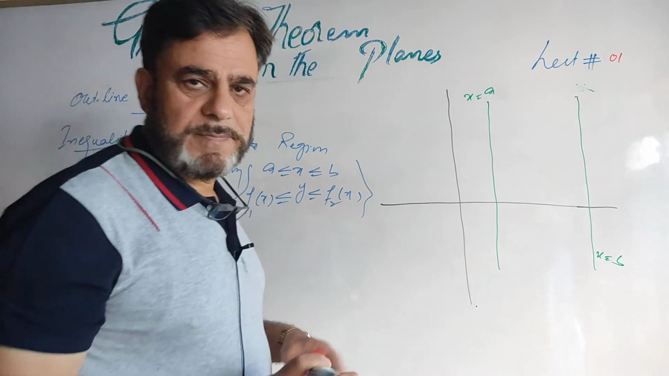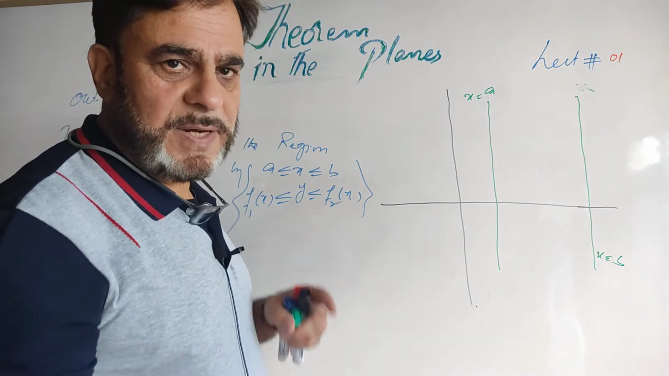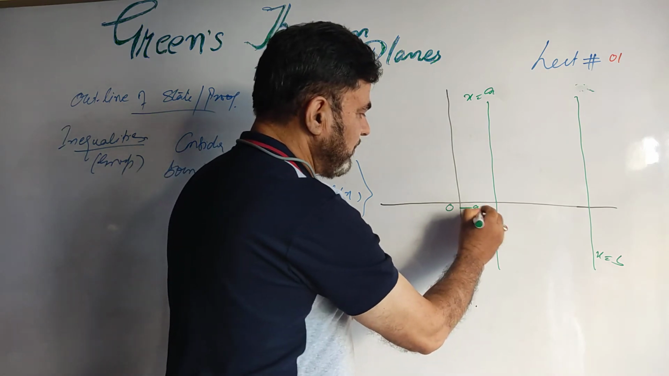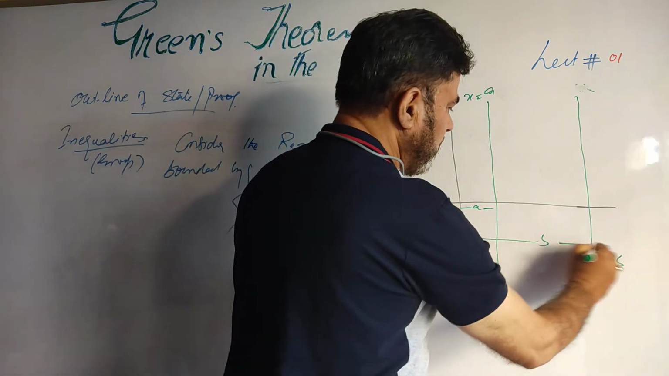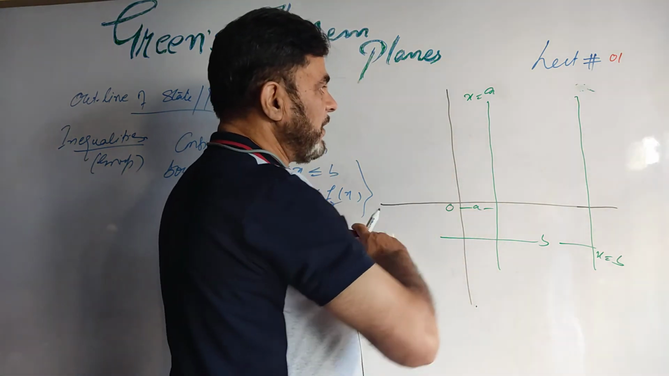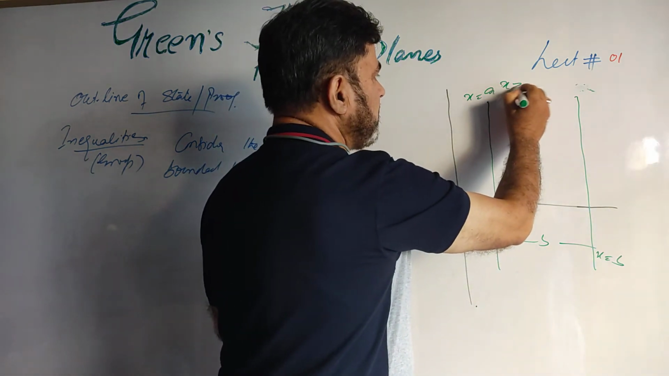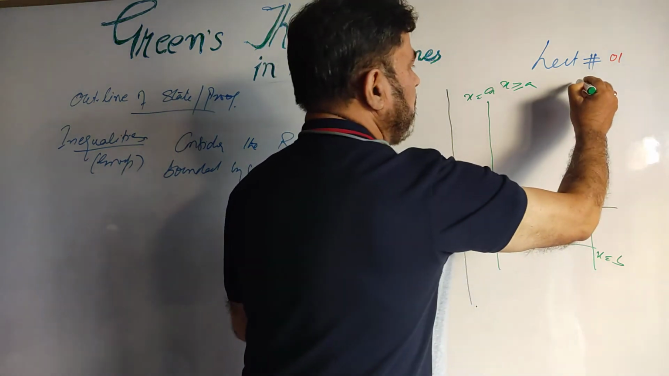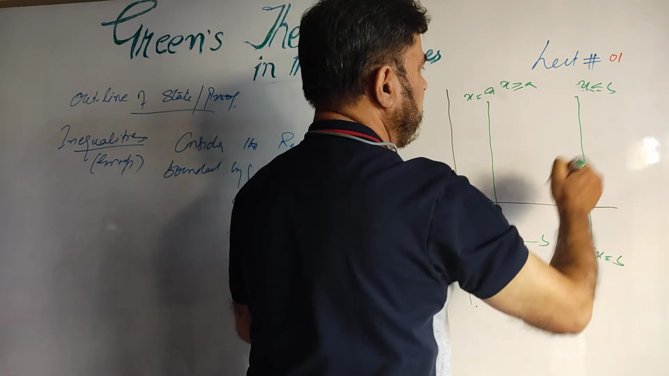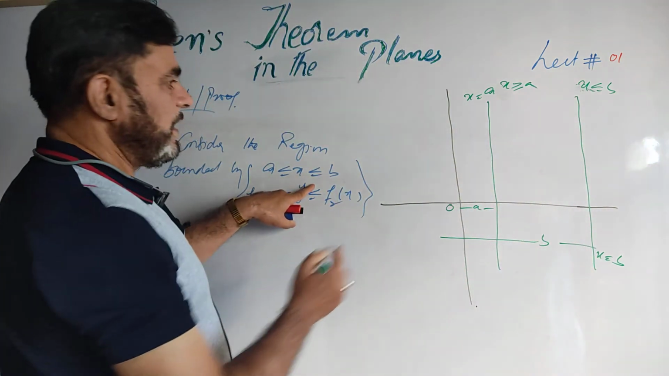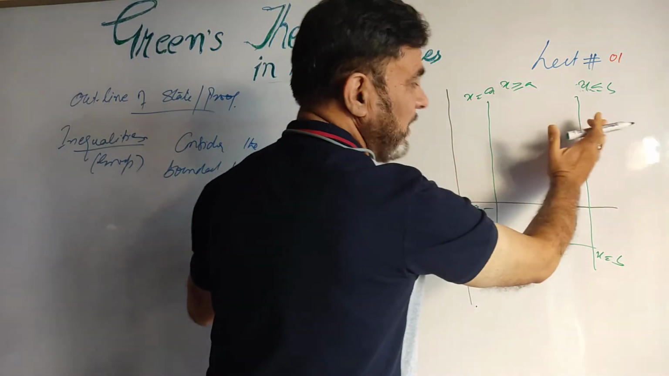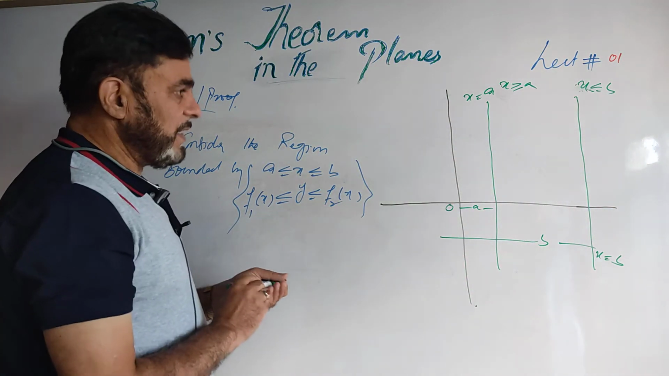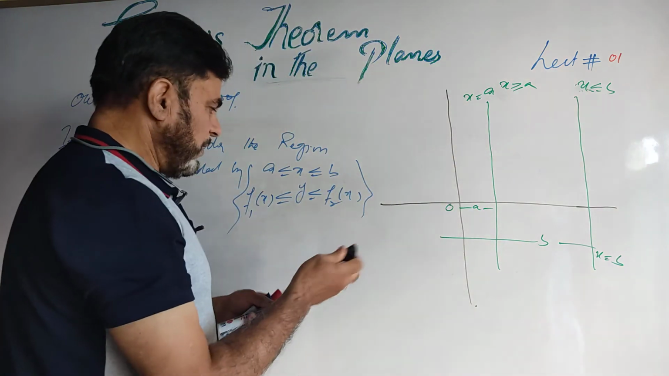You know, when you draw the graph of x equal to alpha, it is a line parallel to the y-axis at a distance a from the origin. This is a from the origin, and this is b from the origin. When you have x greater or equal to a, it is this part, away from the y-axis. And when you have x less or equal to b, it is this part. Do you follow me? That means this curve lies between this part and this part.